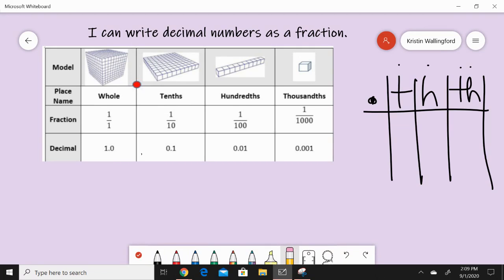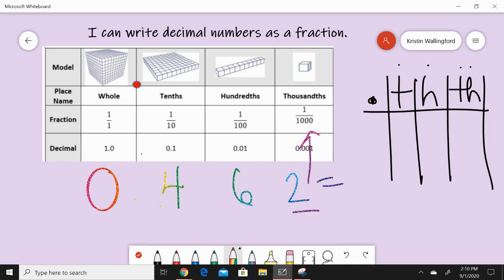Okay, so this time we're going to do a number that is 0. We'll try this little marker here. You have your decimal because it lines up with your decimal. Let's do 0.462. Okay, if I want to write this as a fraction, I am going to look at the very last place it's in. It's in the thousandths. That tells me that my denominator is going to be 1000. And then I just put the number on the top. And that is how you write decimals as fractions.